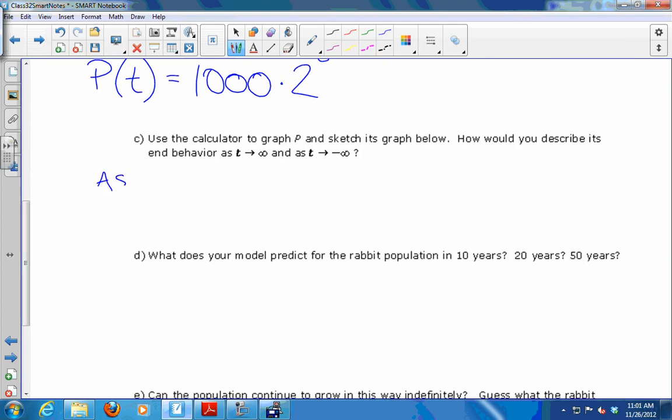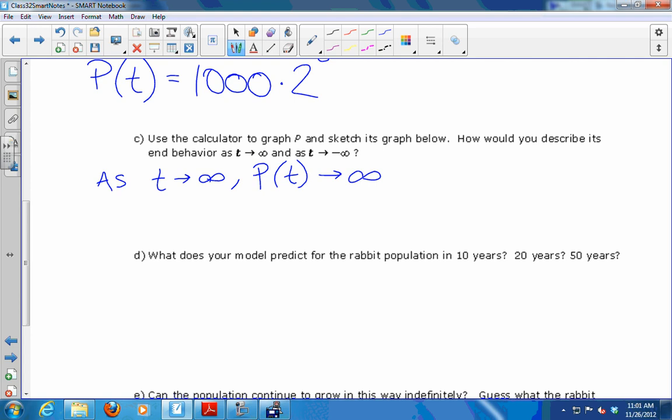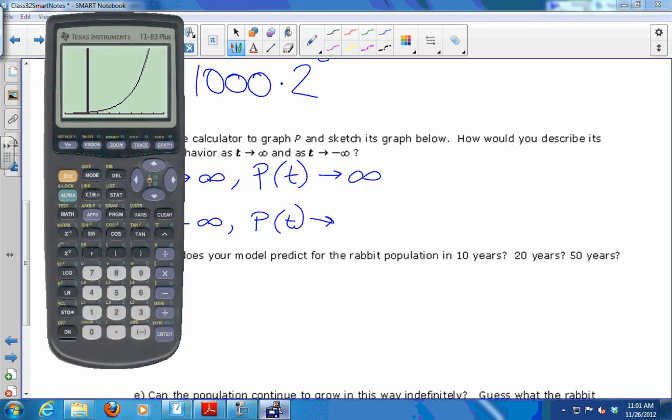Let's see. So as t approaches infinity, the population of rabbits approaches what? Infinity. It gets really big, right? So as t goes out to the right, my graph goes up towards infinity. And then as t approaches negative infinity, what happens to the number of rabbits as I move to the left? It gets smaller, yep, but does it ever get negative? No. So it's going to approach 0.